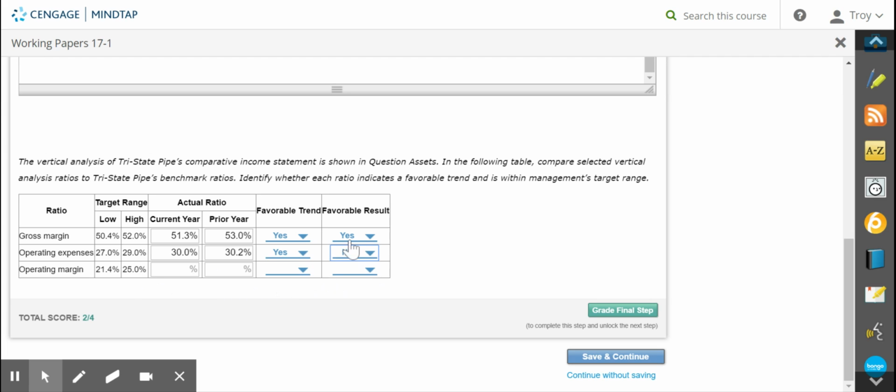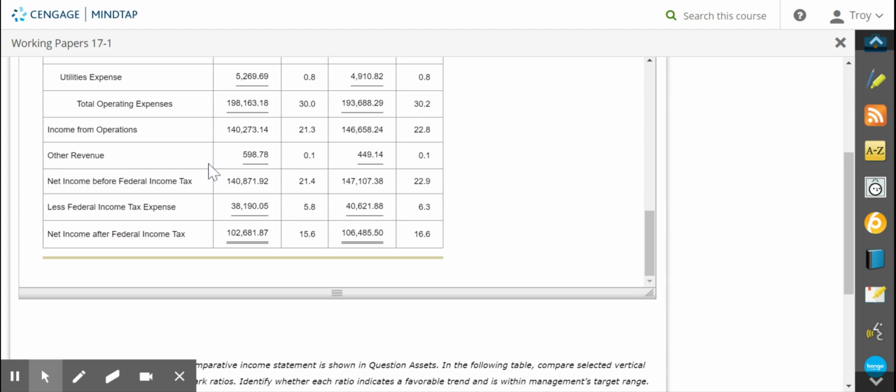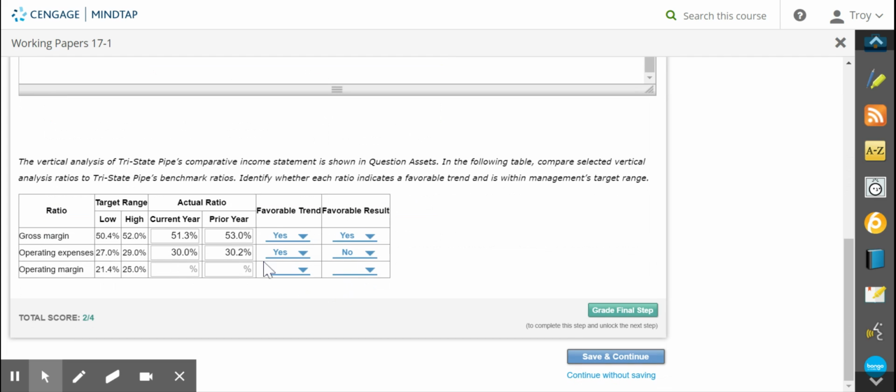Anyway, last one, operating margin. So I got to go. It's going to be the income from operations. So right here we got this number, the 21.3 and the 22.8. 21.3, 22.8. All right, so the previous year is in there, so it's not a favorable result.